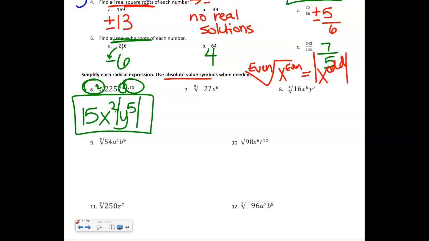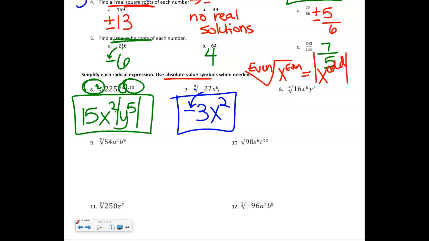Now 27, sorry, that's a perfect cube. So the cube root of negative 27, that's going to be negative 3. So whatever sign's in there, again, that just comes out front. And again, I'm dividing my exponent and my cube root. Oh, sorry, guys. So I'm going to have x squared. Again, that's as far as I can go. So that is our answer. Okay. Now, number 8, this is where things start to get a little crazy again.